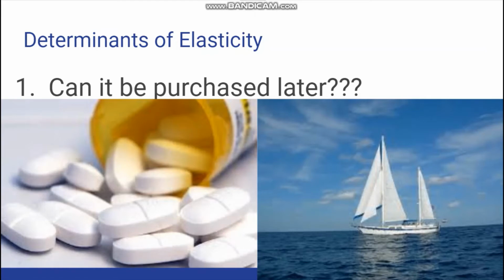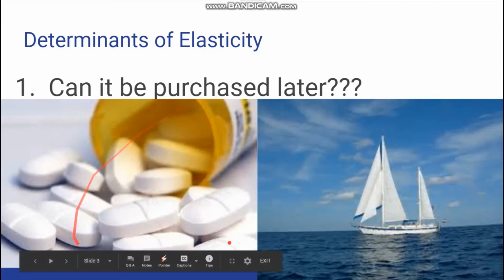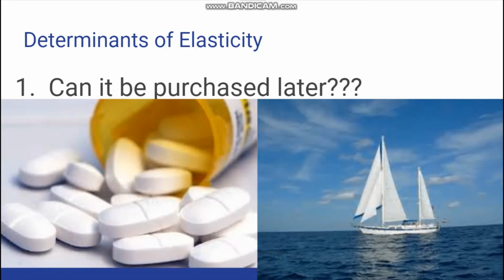Whereas with a sailboat, we would say that's highly elastic because as the price rises, I might buy something different. I might wait. I don't need to buy a sailboat right now. I can put it off until later. It's not a need of mine. So if it's a need, like medicine, we would say it is inelastic, or it would have a low elasticity. Or if it's something that is a want, like a luxury item such as a sailboat, we would say that is elastic, because I can delay my purchase.